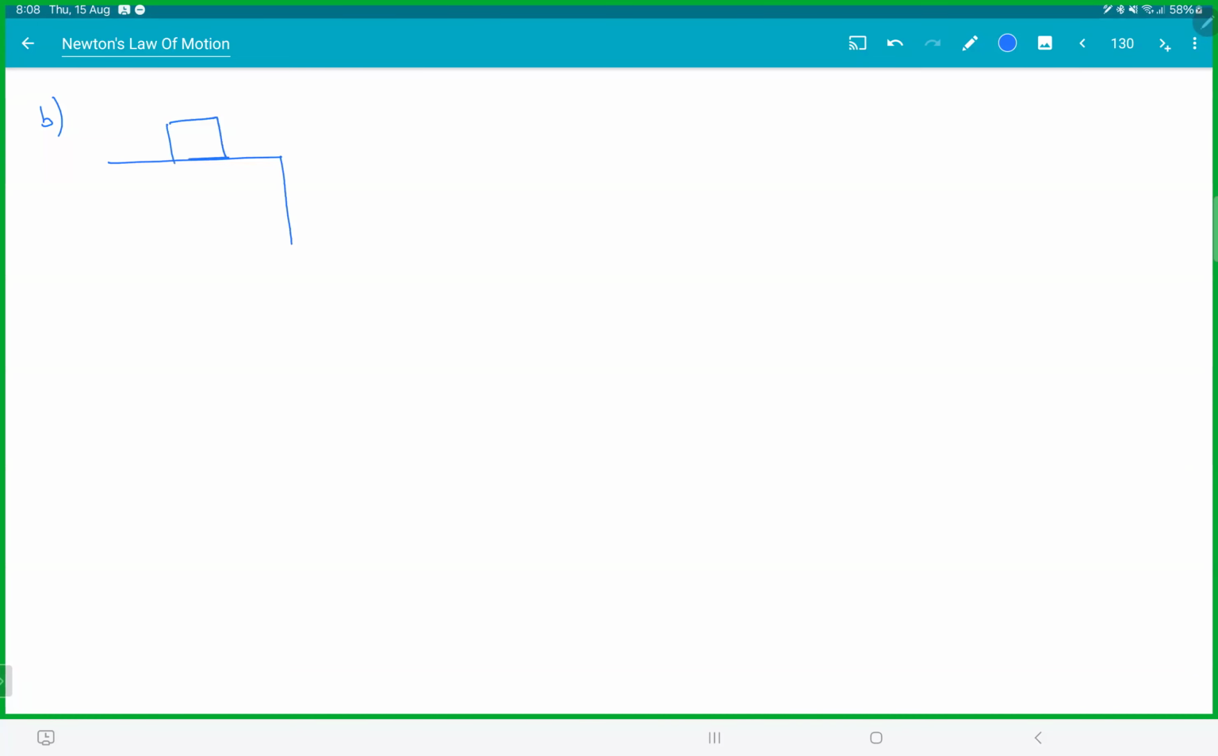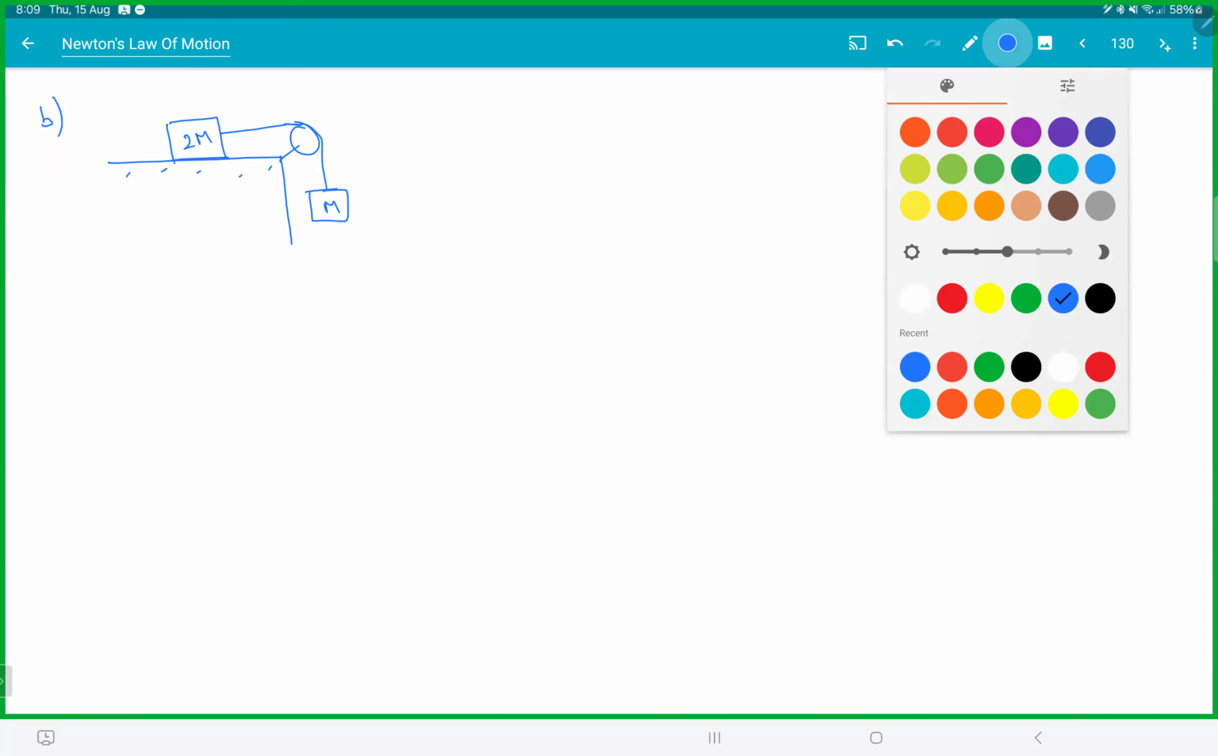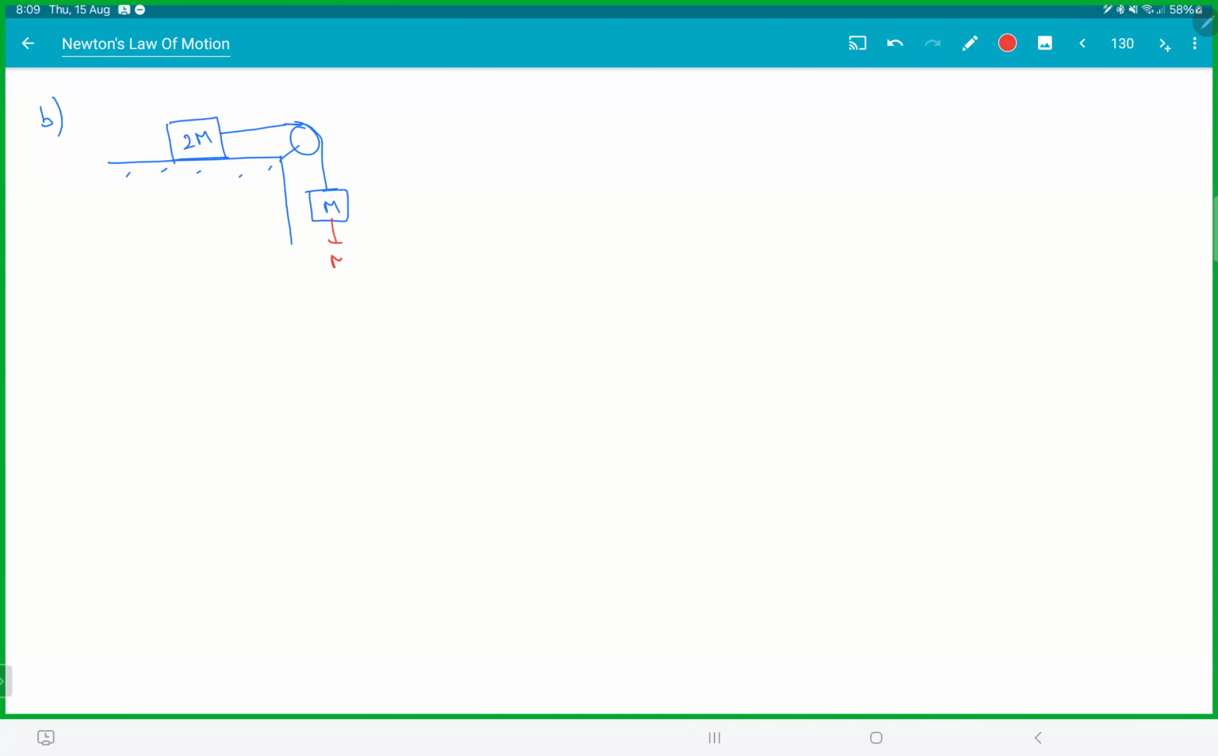So let's say we have a block here, 2m. And this is m. So first thing, what are the forces? This is mg. What is the acceleration down? So this is also down. Now I need to take forces along the string. If you look at here, this weight 2mg is there, but it is acting perpendicularly, meaning the 2mg is not helping you to move at all.